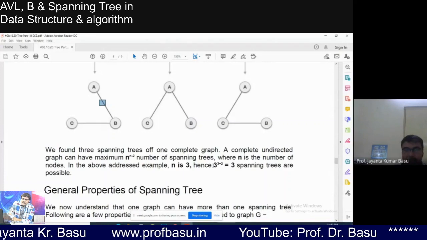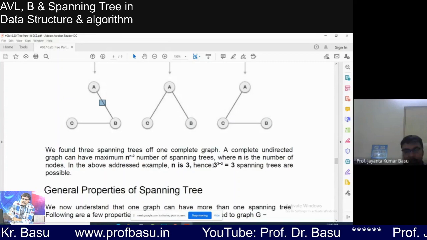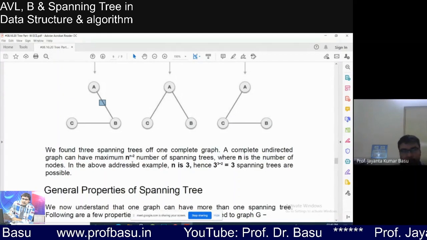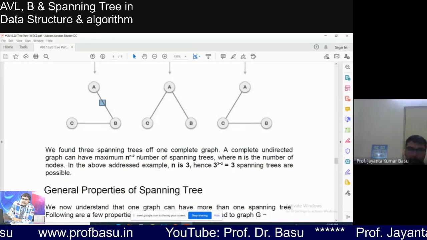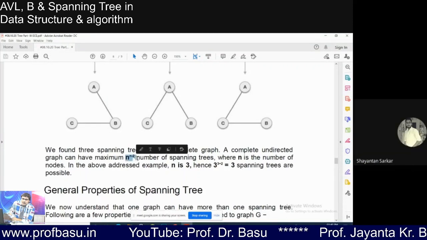So this is the formula. From n nodes in an undirected graph, we can generate n to the power n minus 2 spanning trees. Okay, got it? So this is the formula. Yes, sir. Got it, sir.